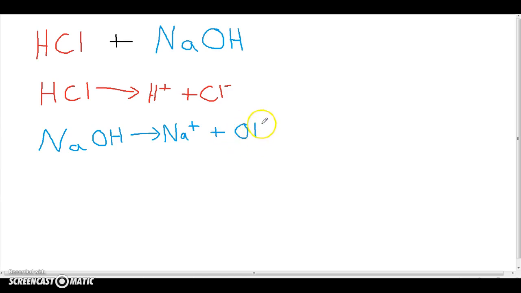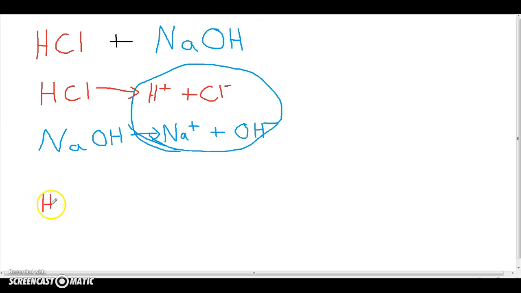Hydroxide ions. Remember, hydroxide's a polyatomic ion, so that sticks together. So then the reaction is going to occur between these two sets of things here, these four things. If we go ahead and write that all out, we'll see H plus, Cl minus, plus sodium plus hydroxide. Now, here's what happens in a neutralization reaction.